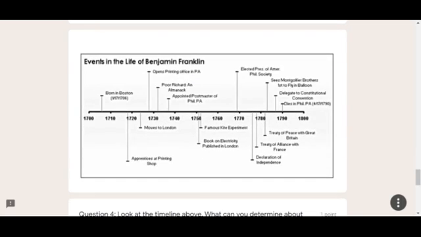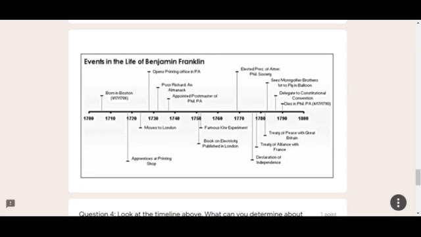Events in the life of Benjamin Franklin. Benjamin Franklin was born in Boston on January 17, 1706. The next event is apprentices at a print shop. The next event, moves to London. The next event, opens a printing office in Philadelphia. The next event, Poor Richard's Almanac. The next event, appointed postmaster in Philadelphia, Pennsylvania.